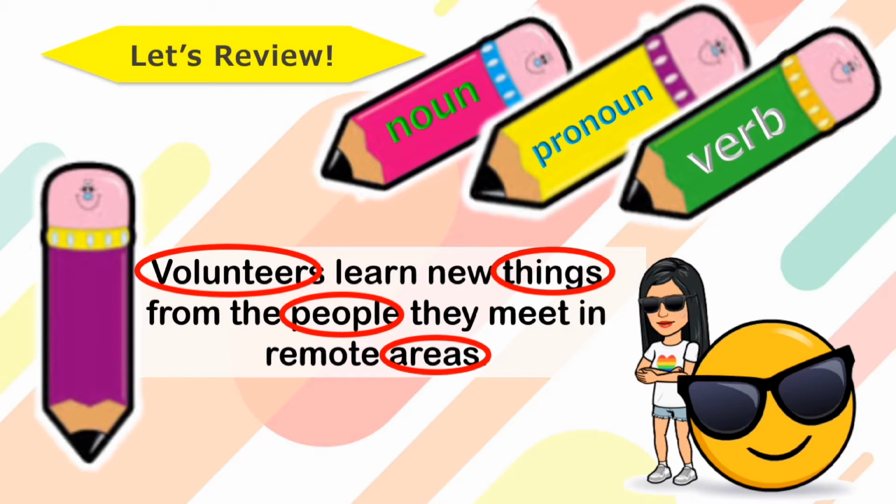Can you spot any pronoun in the sentence? Correct. We have they. Since they is not really mentioning the name of a person, but we know that it refers to people. Do we have a verb? Of course we have. Which do you think is the verb in the sentence? Yes, we have learn. And of course, we have one more. Meet. Learn and meet are verbs. With the activity that we have, I hope that you have realized that a sentence could not be completed without a subject and a verb.